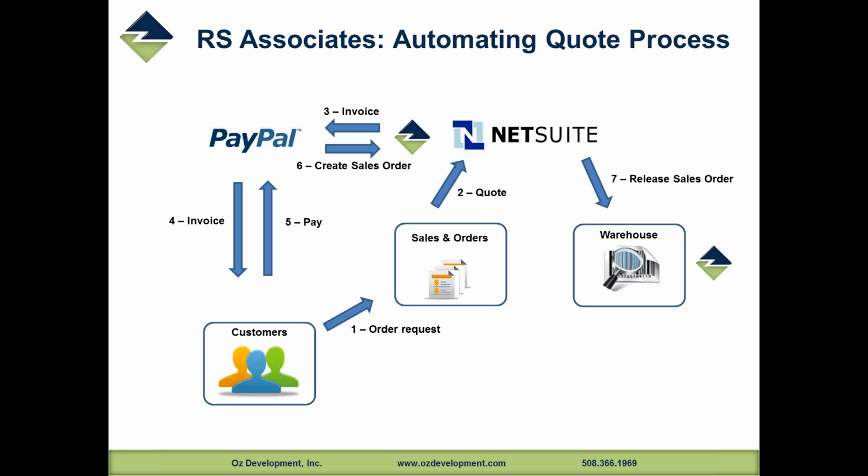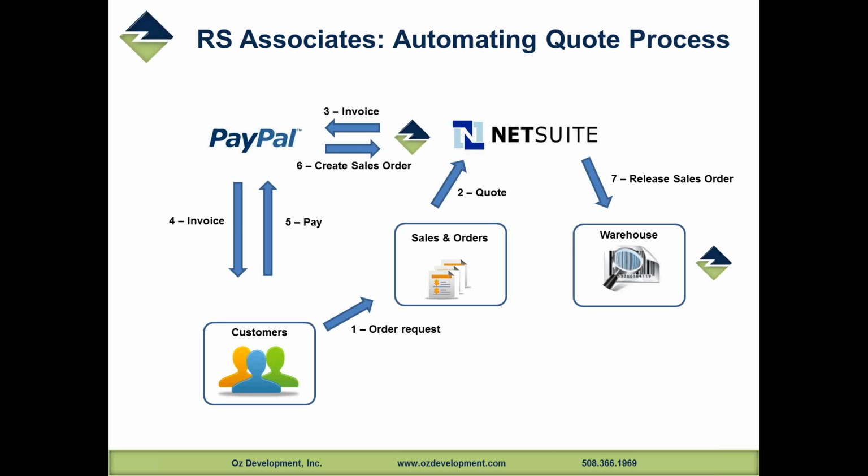A week or a couple weeks later, however long, it doesn't really matter. The salesperson doesn't have to keep track. The customer goes, pays that invoice. OzLINK automatically detects that, goes through, and updates NetSuite, releasing that order to the warehouse to get fulfilled.